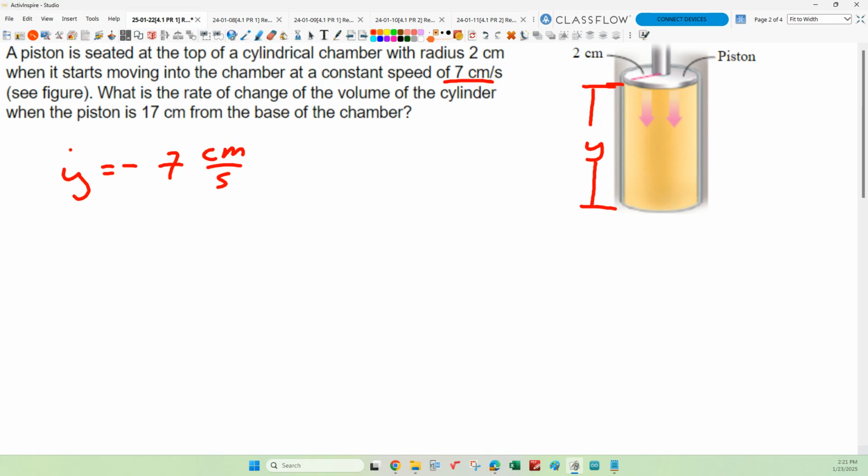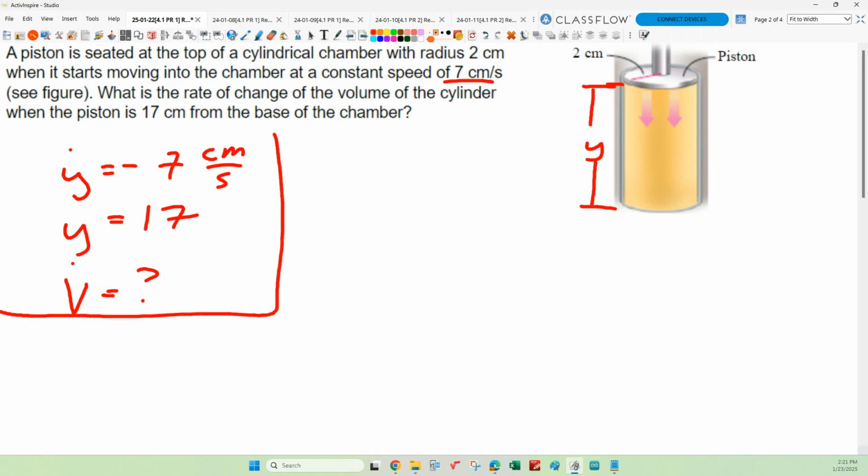What is it? What defines the frame in our video? What is 17? Okay, so what do we call that? Y, yeah, that's what we defined as Y, isn't it? So our snapshot, the frame in our video, is the frame when Y equals 17. And what are we trying to find? Say it again. V dot, yeah. Okay, so there's all our frame values.